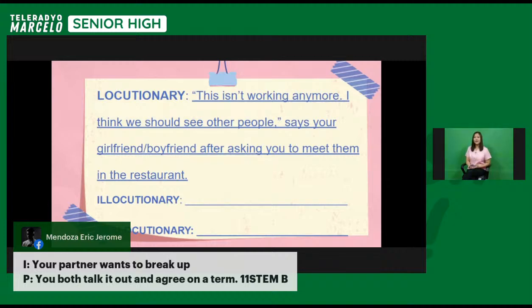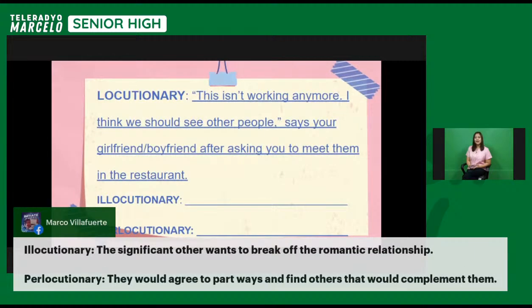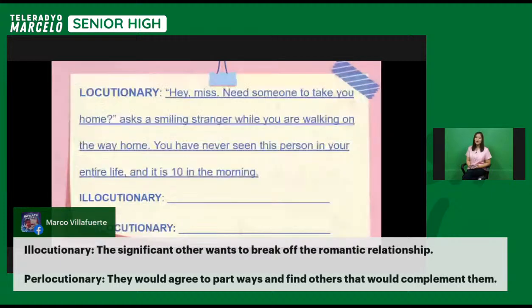Let's go on to our third question. The statement for the third task is, "Hey, miss, need someone to take you home?" asks a smiling stranger while you are walking on the way home. You have never seen this person in your entire life, and it is 10 in the morning. What could be the illocutionary and perlocutionary speech act in that specific statement?